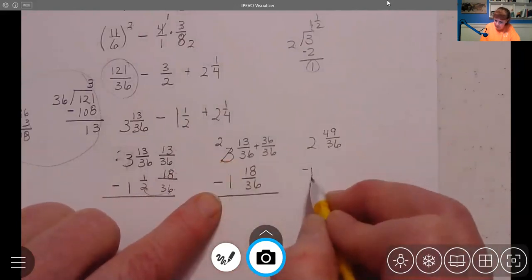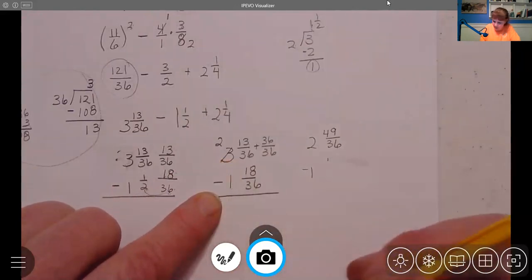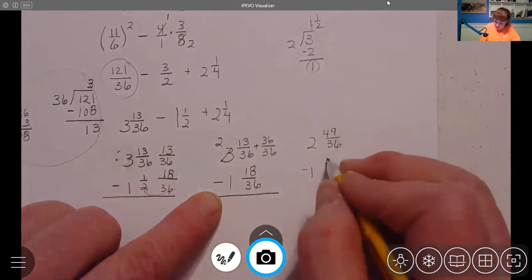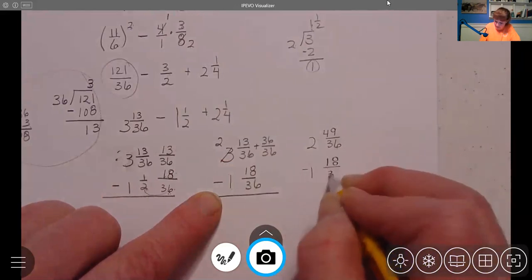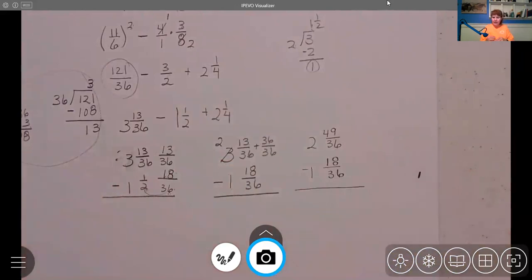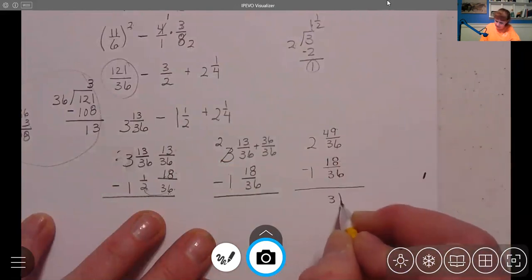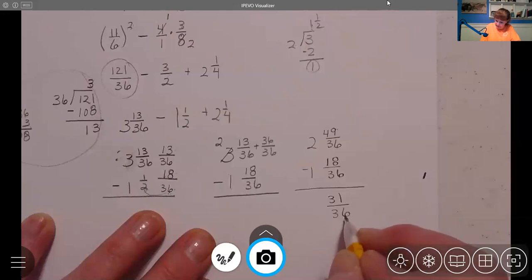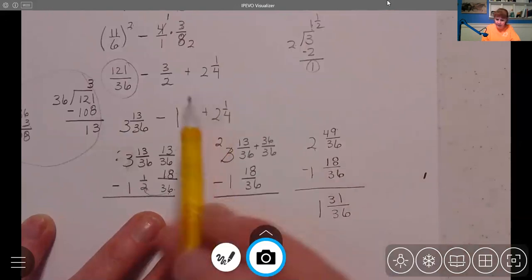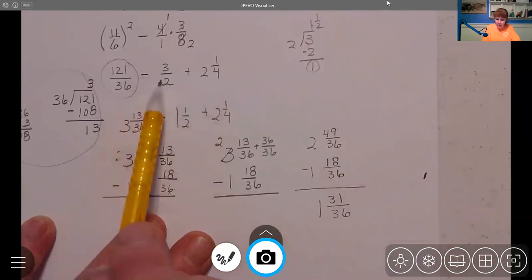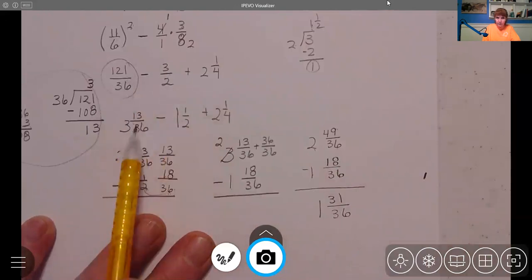And you're going to subtract 1 and 18/36. Now I can subtract them. So when I take this and subtract this, I get 31 over 36. 2 minus 1 is 1. Wow. We still, all we did was we added these 2. We added these 2. This is where we're at.